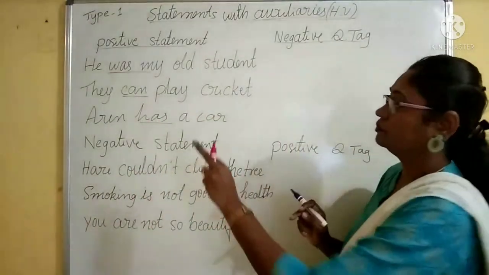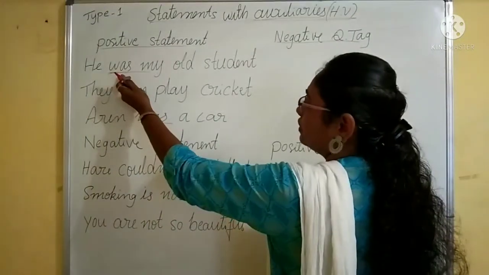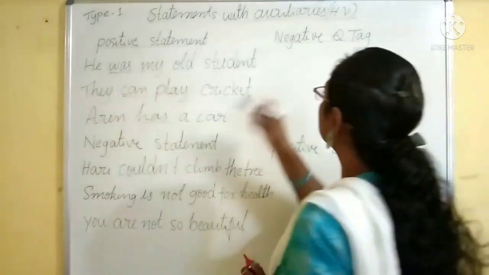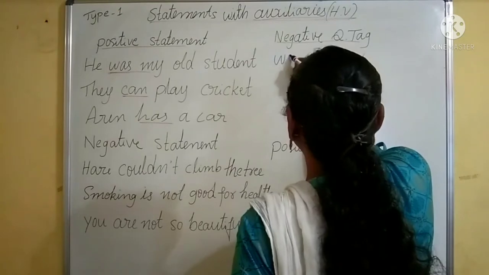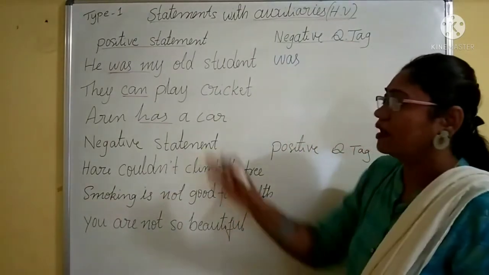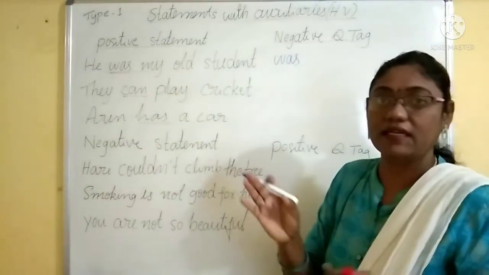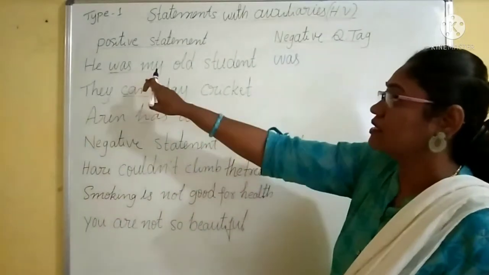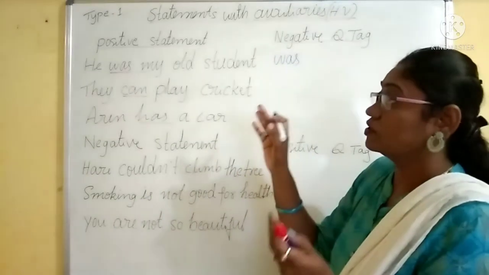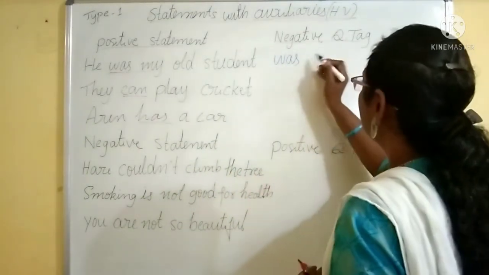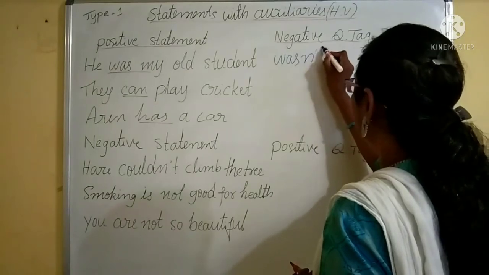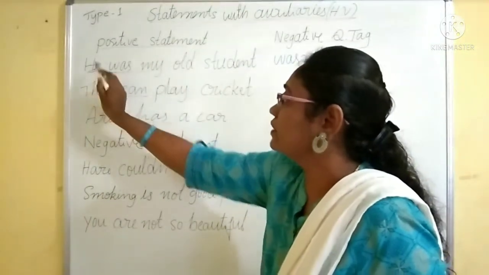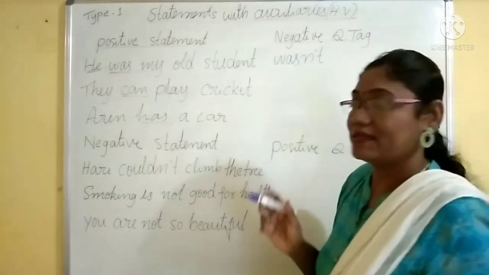See, don't be confused. You just take the helping verb first in the question tag. So what is the helping verb there? Was. You write it as it is. Was. And is there any negative word like not, neither, scarcely, nothing, and so on? No. It means it is a positive sentence. If there is no negative word, you have to add the negative word not. Then you have to write the subject. What is the subject there? He is there, no? You have to write it as it is.